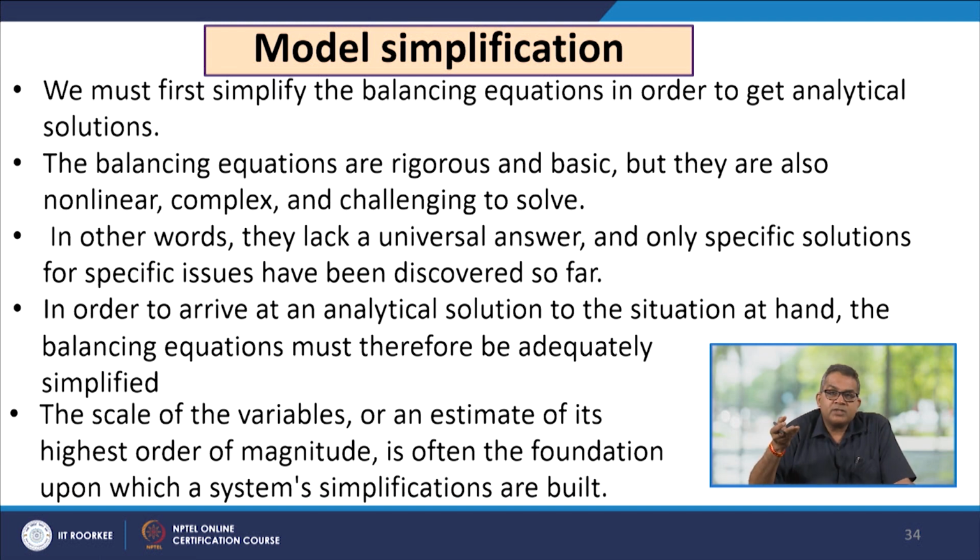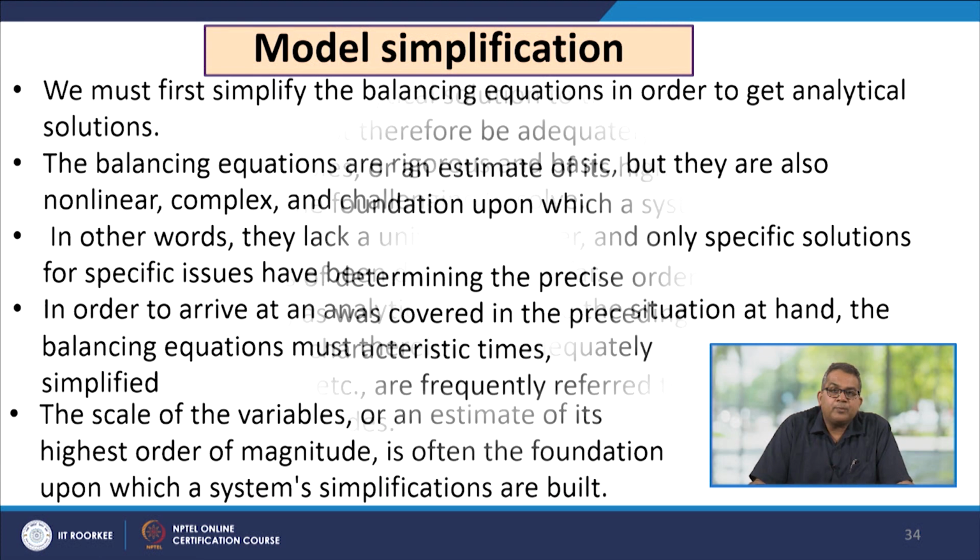The balancing equations are rigorous and basic, but they are also non-linear, complex and challenging to solve. In other words, they lack a universal answer, and only specific solutions for specific issues have been discovered so far. Now, in order to arrive at an analytical solution to the situation at hand, the balancing equation must therefore be adequately simplified. The scale of variables or an estimate of its highest order of magnitude is often the foundation upon which the system simplifications are built.